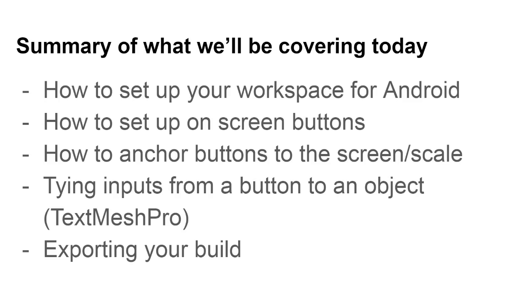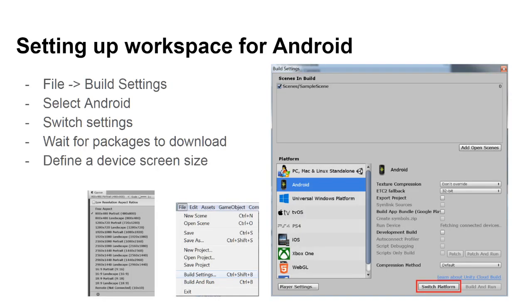First we're going to go through the process of setting up your workspace for Android under the build settings. We're going to talk about Text Mesh Pro and getting your on-screen buttons working, the anchoring settings and scaling things appropriately, and then exporting your build. So let's jump right in.